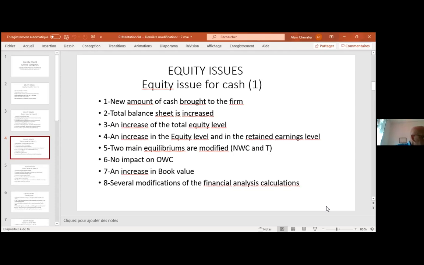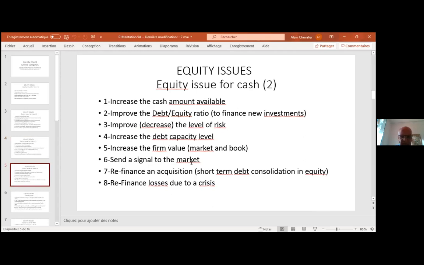Okay, so that's for the two main categories here. Equity issue for free, equity issue for cash. Okay. So next slide here. We start still here on the equity issue for cash. And this is a summary of some of the consequences, and I already said a few words on some of them, but let's go through the different points again.